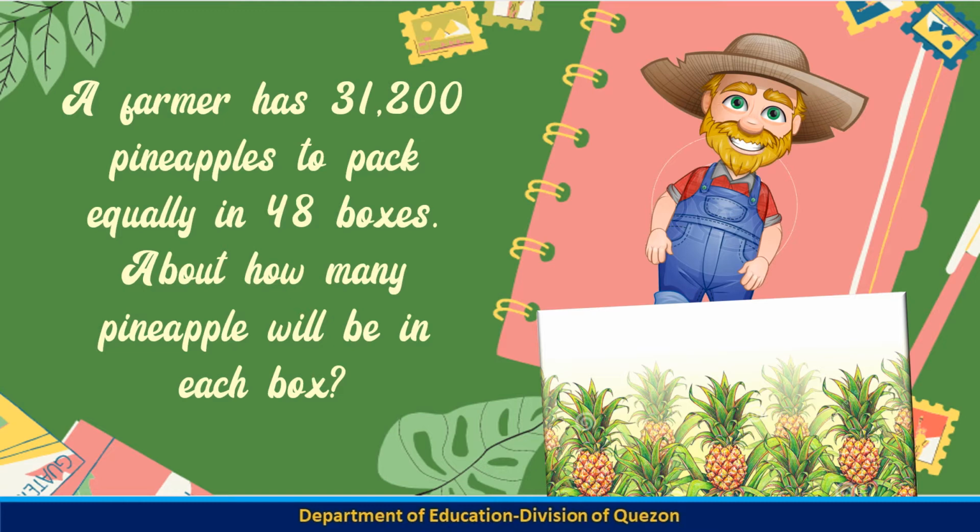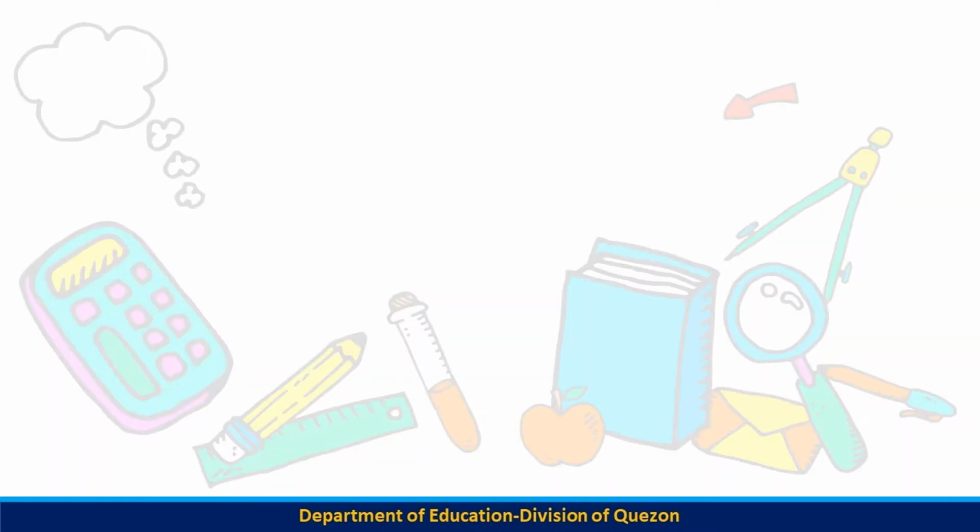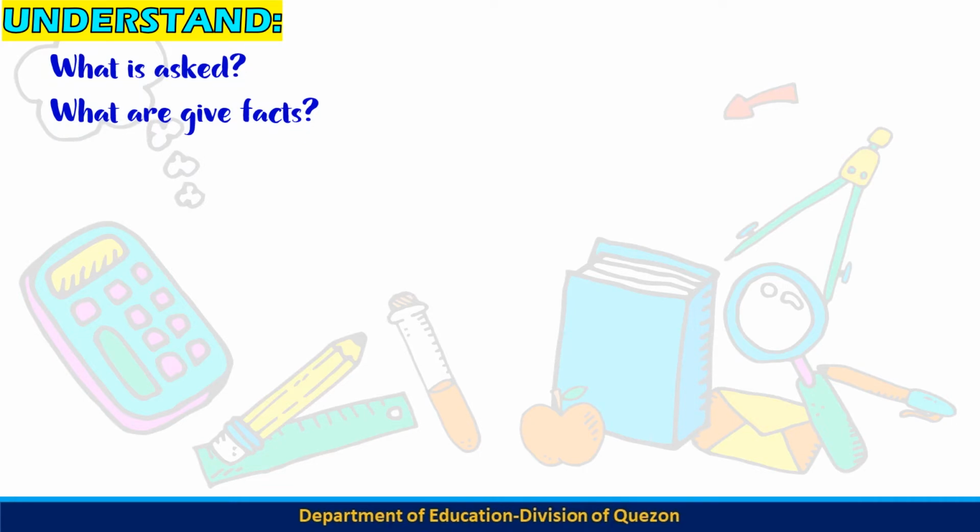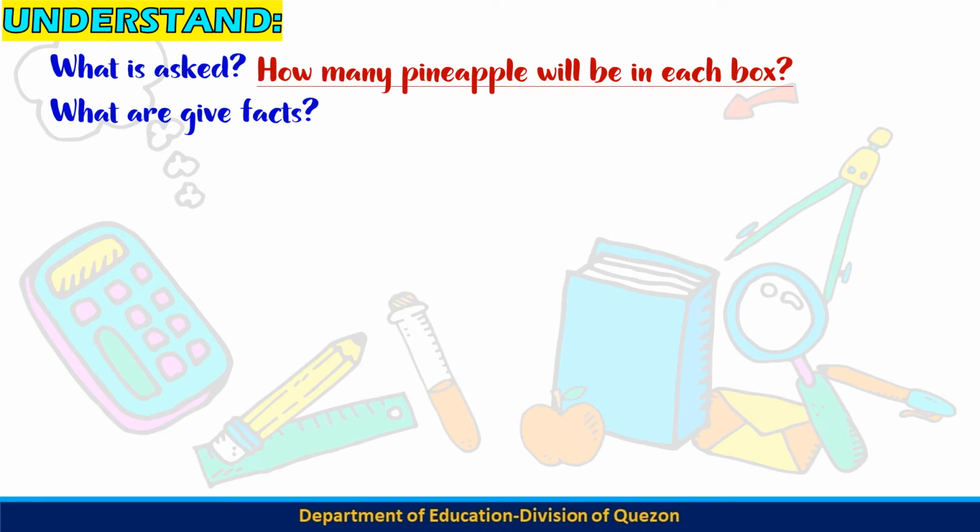A farmer has 31,200 pineapples to pack equally in 48 boxes. About how many pineapples will be in each box? First, let us solve this problem using the 4 steps in solving problems. The first one, understand. What is asked and what are given? What is asked in the problem? The answer is how many pineapples will be in each box, or the number of pineapples in each box. Next one is what are given. The given are 31,200 pineapples and 48 boxes.